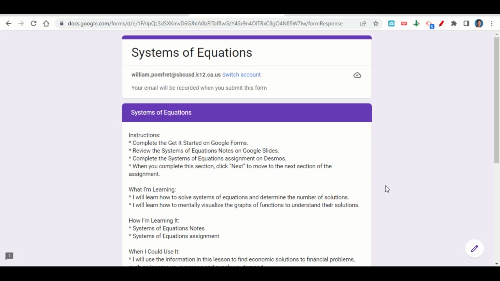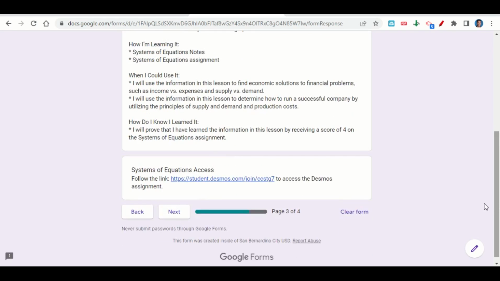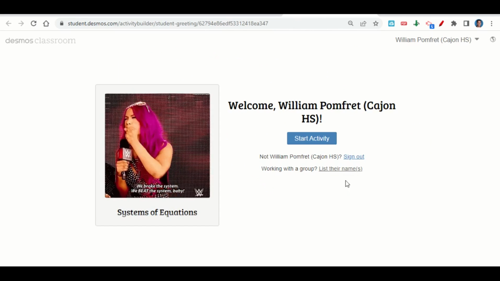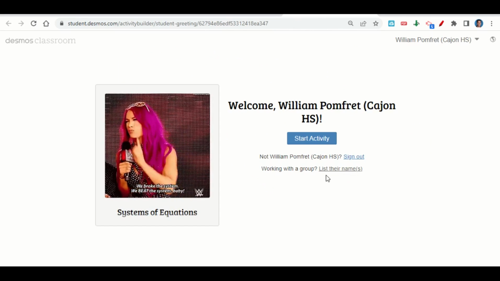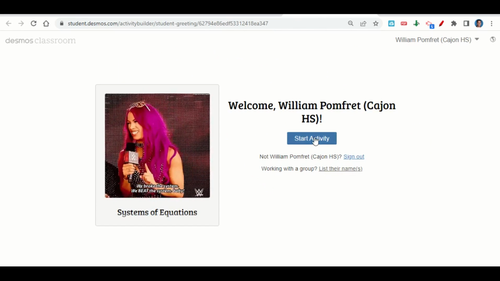Let's take a look now at the Systems of Equations assignment. The assignment begins with the learning goals and success criteria. If we scroll down, there's a link here that will take us to the Desmos activity. Go ahead and click on that link, and it should take you to a page that looks like this. Go ahead and click Start the Activity.